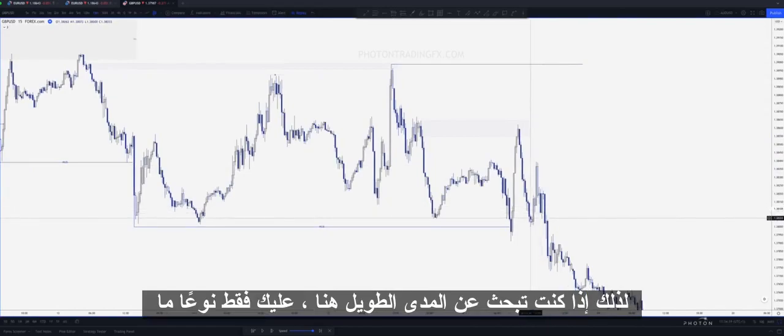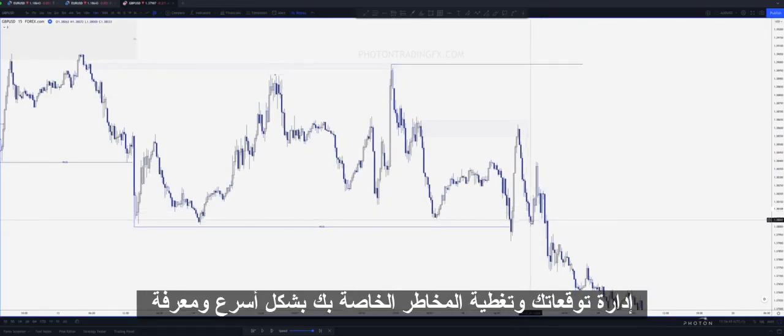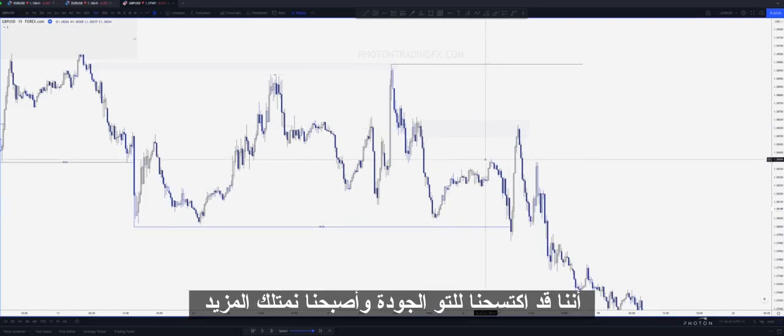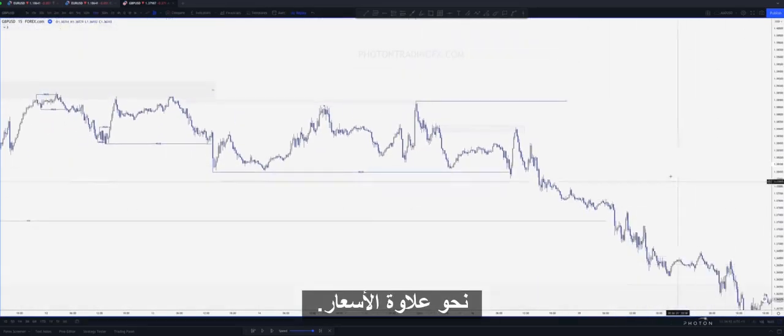So if you were looking at longs from here, you just have to manage your expectations and cover your risk a lot quicker, knowing that we have just swept liquidity and we've come off a zone, you know, more towards the premium of price there.